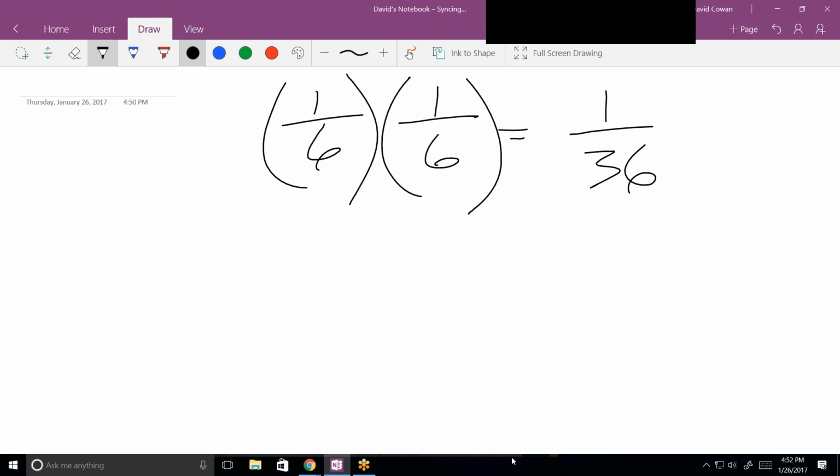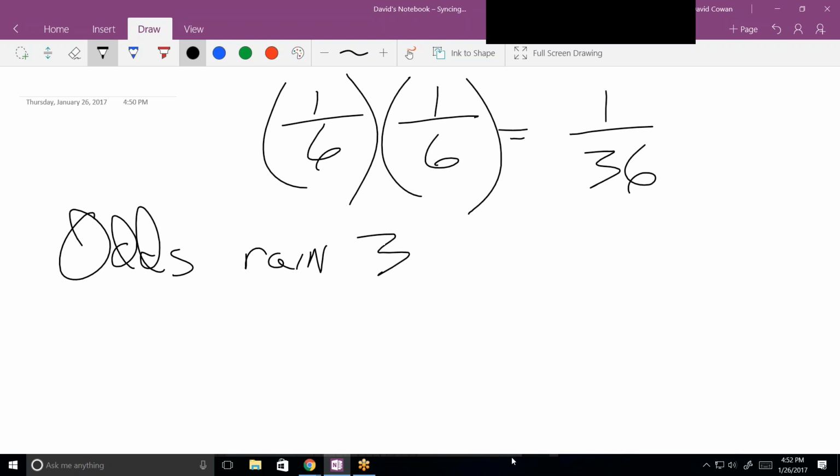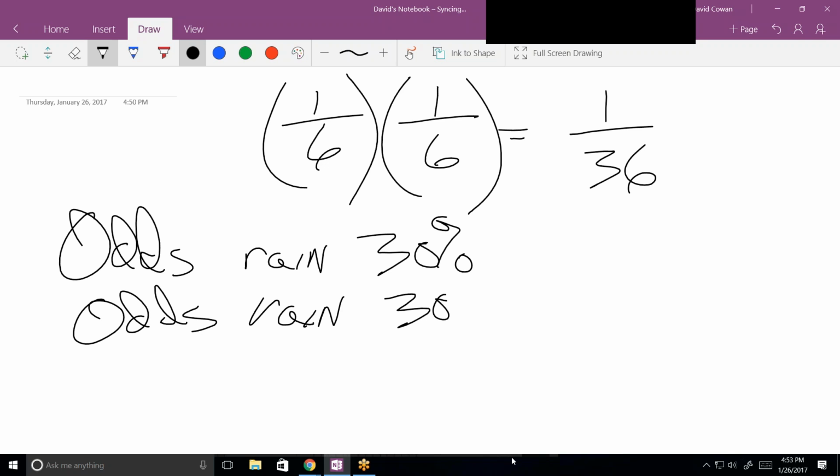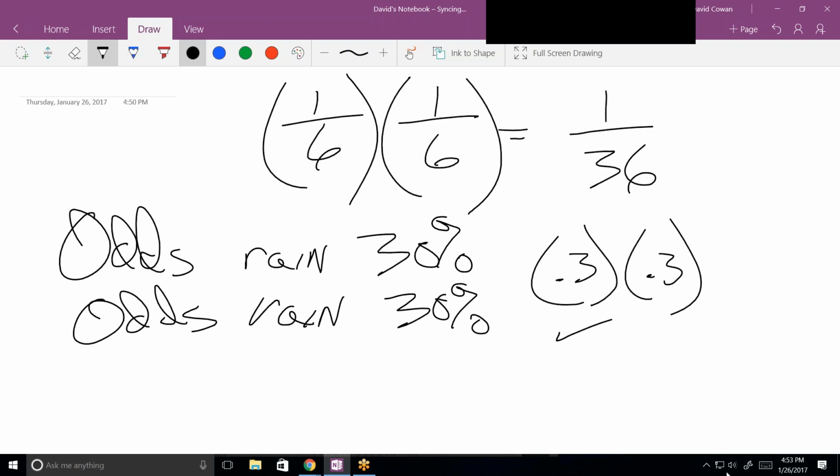But let's talk about that principle. Let's say the odds that it's going to rain today are 30%, and the odds that it will rain tomorrow are 30%. Well, what are the odds that it's going to rain both days? 0.3 times 0.3. In other words, both things have to occur. It has to rain today and it has to rain tomorrow. So the odds that it would rain both days are actually only 9%.